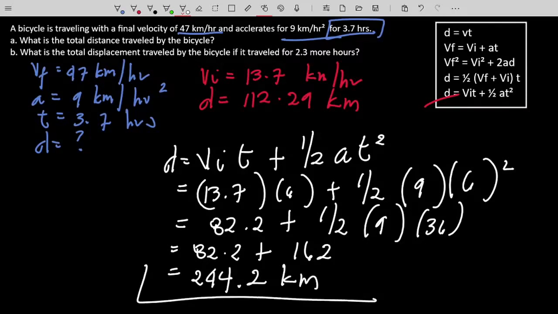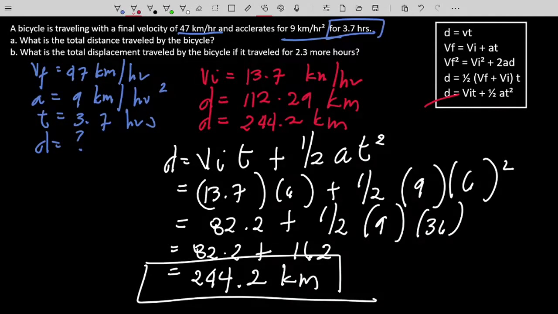So therefore, for the second displacement, the total displacement it traveled is actually equal to 244.2 kilometers. So for this example, a bicycle can travel 112.29 kilometers within 3.7 hours with a final velocity of 47 kilometers per hour and initial velocity of 13.7 kilometers per hour and with an acceleration of 9 kilometers per hour squared. And now, the bicycle can also travel 244.2 kilometers with a total time of 6 hours and with the same final velocity, initial velocity, and acceleration. So that is how we do it.